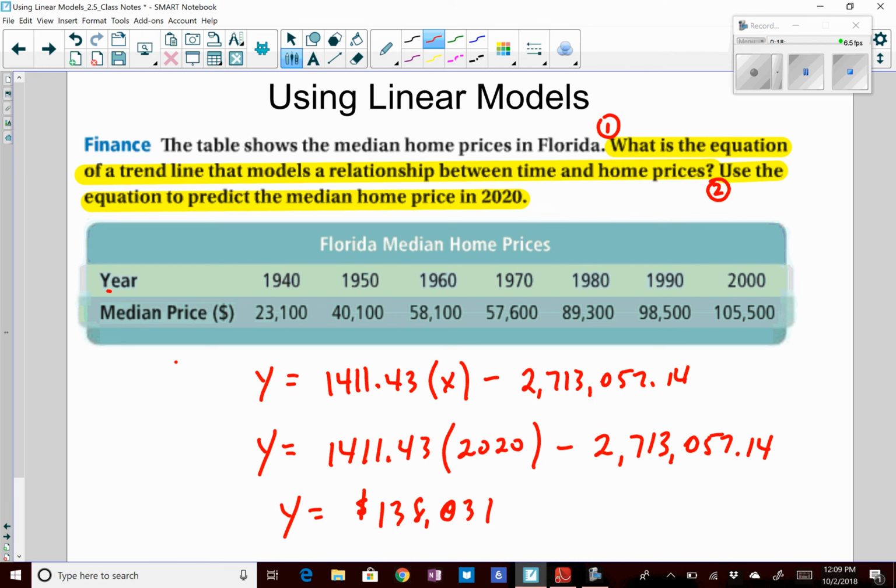Okay, so we did the scatter plot, we found the trend line, we found the equation, and then we used that equation to predict what the median price would be in the year 2020.